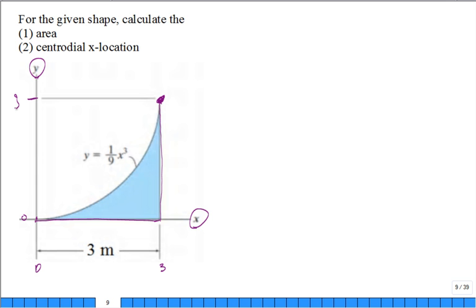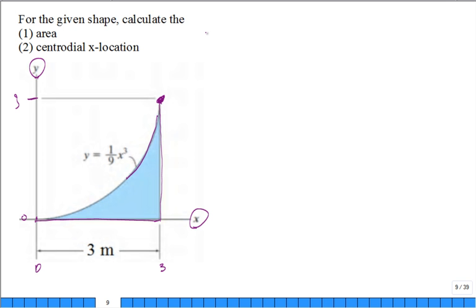3, right? Won't it be 3? Yeah. So, and then this is the other side that bounds that blue shaded area. Calculate the area for this shape. I'm going to pause. I'm going to see if you can do that. I want you to calculate the area for this shape.